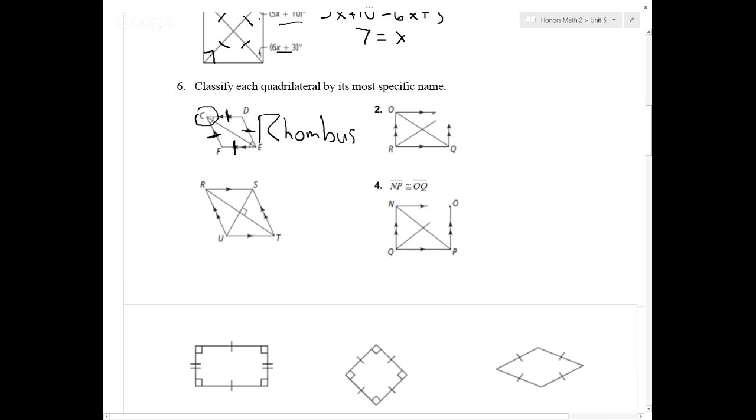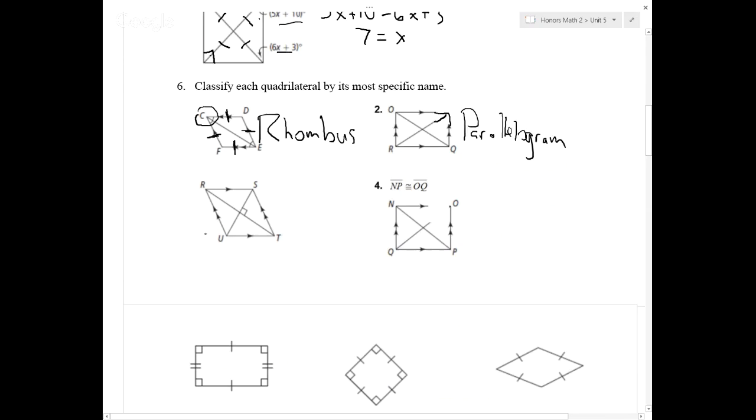In number 2, for some reason, we're missing part of that box, so we're just going to imagine that it would fill in this way. We don't have diagonals labeled. Even though it looks like a rectangle, I have no right angles there. So our best guess for this one is just going to be a parallelogram, and that's because opposite sides are parallel, both sets of opposite sides.